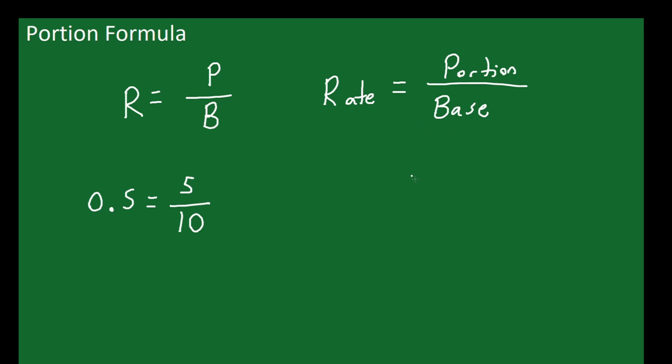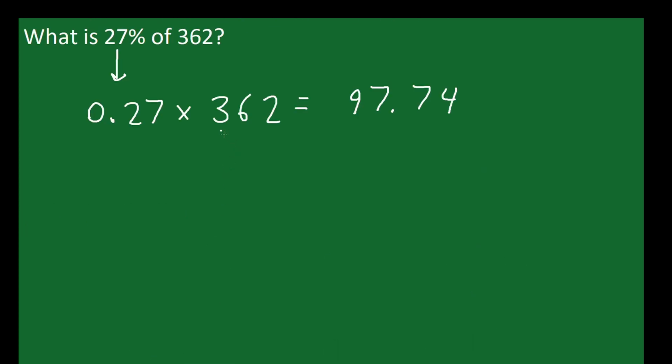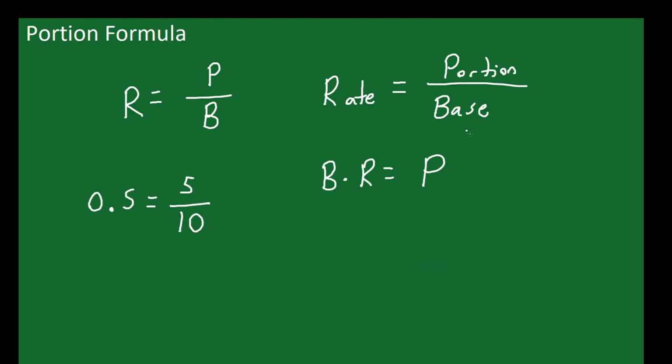This can be manipulated, of course. So if I'm looking at this version of the equation, R equals P over B, you can multiply both sides by B and get B times R is equal to P. This is actually the version of the equation that we used in the last example, right? We had the base, the total amount. We multiplied it by the rate, the decimal, and we got the portion. So if you look up here, that's exactly what we did. We had the base, the total amount, multiplied by the rate, and we got the portion. So we've already been using this formula unknowingly, but you can now use it in a more strategic way to find whatever it is you want to find.